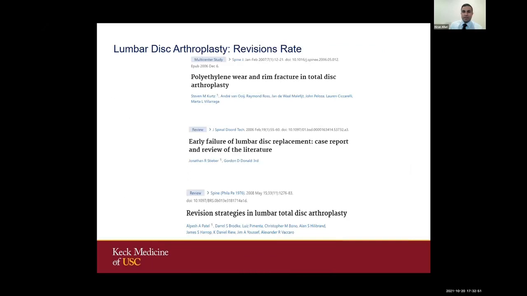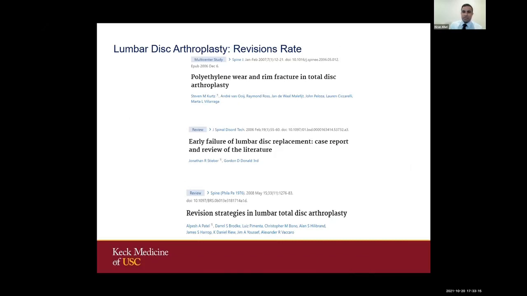Whether or not adjacent segment disease is less in lumbar disc arthroplasty versus fusion is to be determined. I think most people would agree that it is, but the problem with lumbar disc arthroplasty is that in the recent literature, there have been quite a few studies demonstrating complications, which decreases the enthusiasm for lumbar disc arthroplasty.